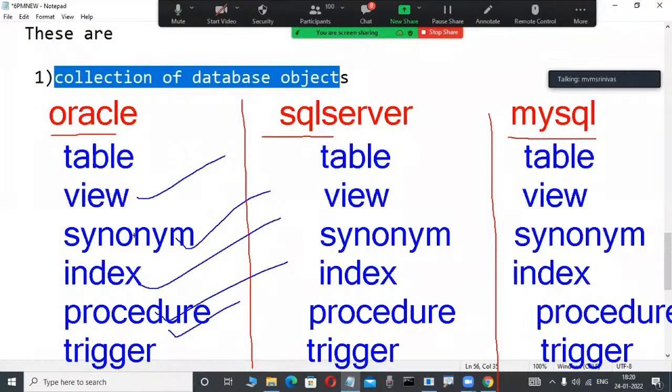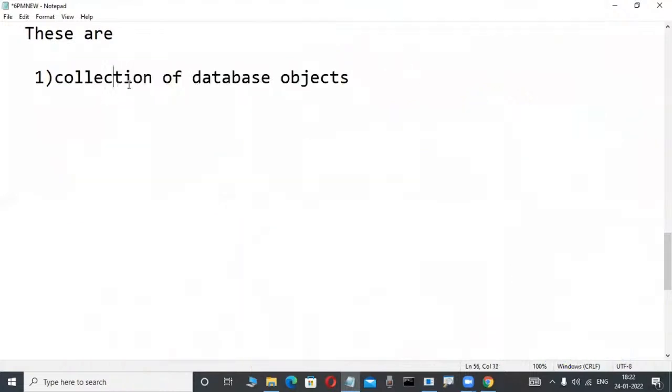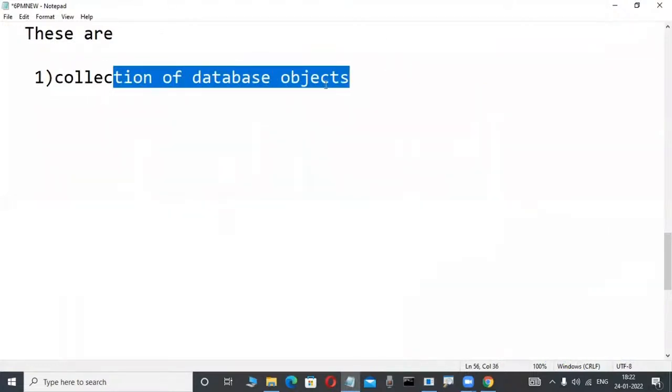That's why we learn one product in our course. Suppose you learn Oracle, then another database is also very easy. It is not required to learn all of those things; one product learned perfectly is enough. That's why the collection of database objects is very easy.